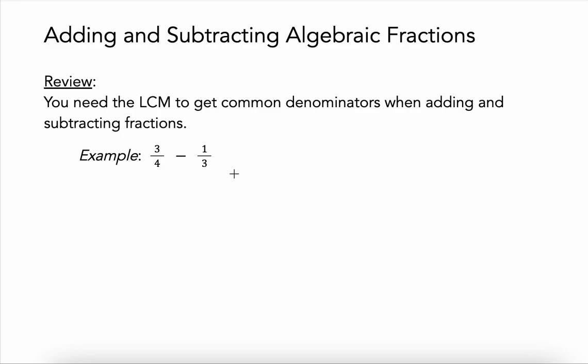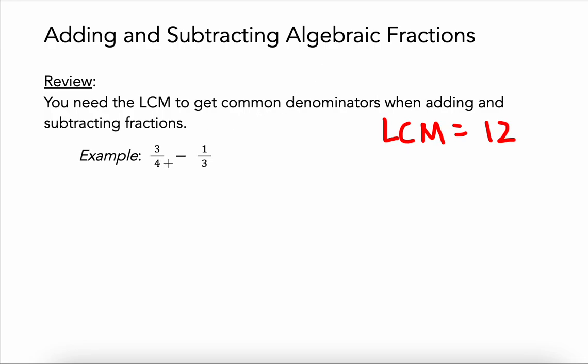Let's take a look at this example and do that together. 3/4 minus 1/3. I need to find the common denominator between 4 and 3, or common multiple between 4 and 3. So 4 and 3 both can multiply to get to 12. So our LCM, or least common multiple, is 12. So we know we're going to get to the common denominator of 12.